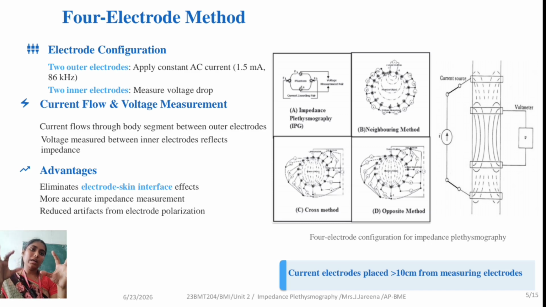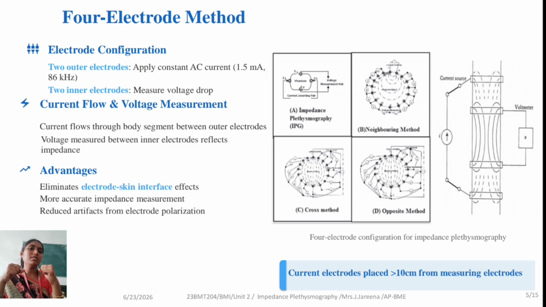Why AC current, why voltage drop? Here you may have a question. As the name suggests, the impedance that we are going to measure here is a resistance. Because the blood volume changes, we measure it by means of this impedance, this resistance. Then how do we measure this resistance? By means of Ohm's law, we know that V is equal to IR.